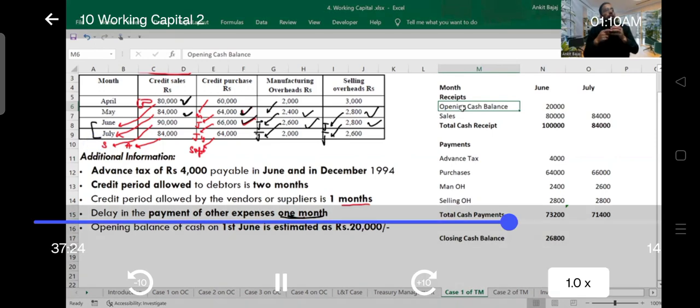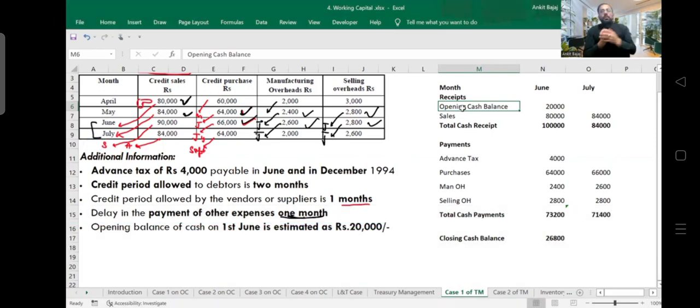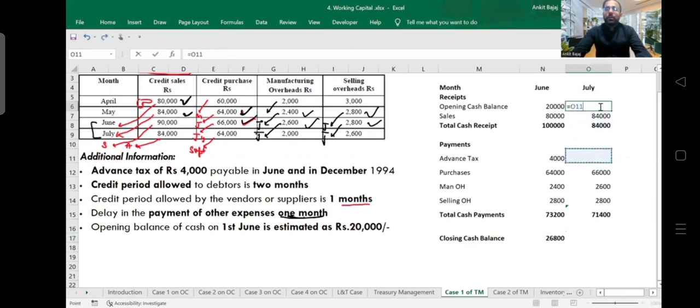And what do you have to do? You have to make the payment to your creditors. You have to pay tax. You have to pay dividend. So in total, how much do you have to pay in June? 73,200. How much is left with you? 26,800. Is it clear? Now this 26,800 is the closing balance, and this will become the opening balance for July month.